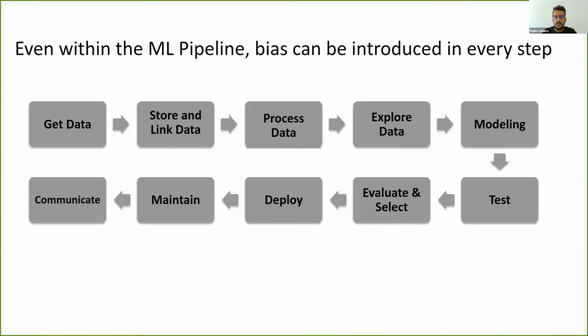And the way you define metrics, what you are optimizing for, the hyperparameter space you define, how you evaluate and select, how you deploy and maintain, all of these steps are part of human decision making and are introducing some sort of bias.